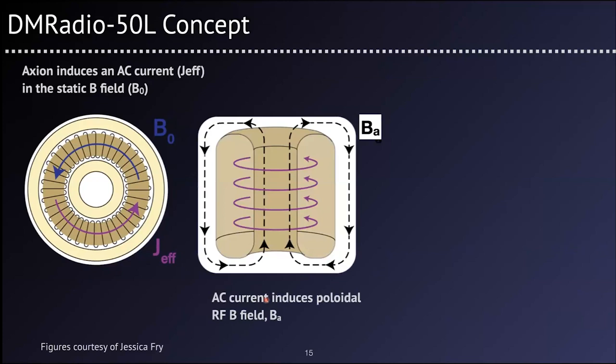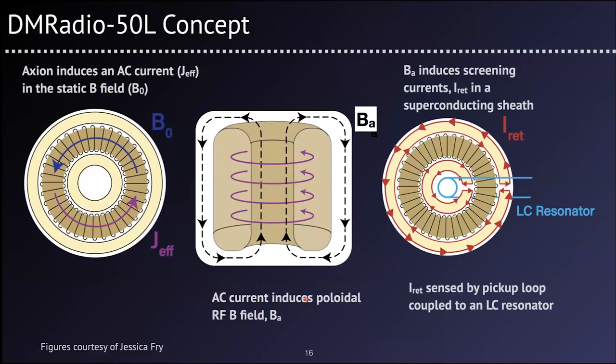That AC current in turn induces a poloidal RF magnetic field, which is shown here in black. So this is this term BA. And finally, that poloidal RF B field induces screening currents, which I call I return here, in a superconducting sheath. This is shown here in red. That superconducting sheath surrounds the magnet. And then that current is in turn sensed by a pickup loop that is coupled to an LC resonator, shown here in light blue. This current is then picked up and amplified by SQUIDs.